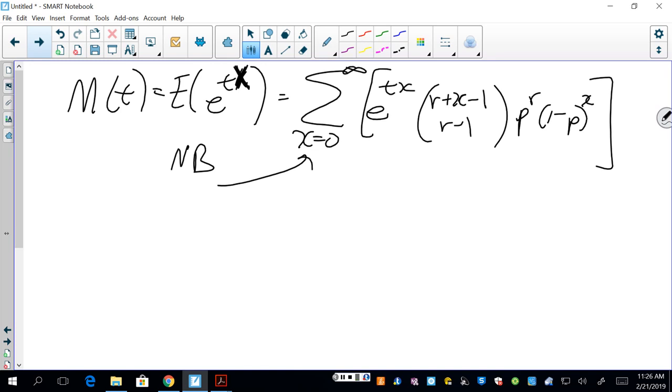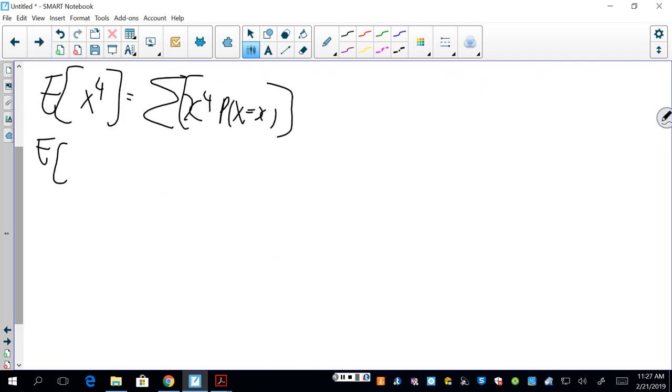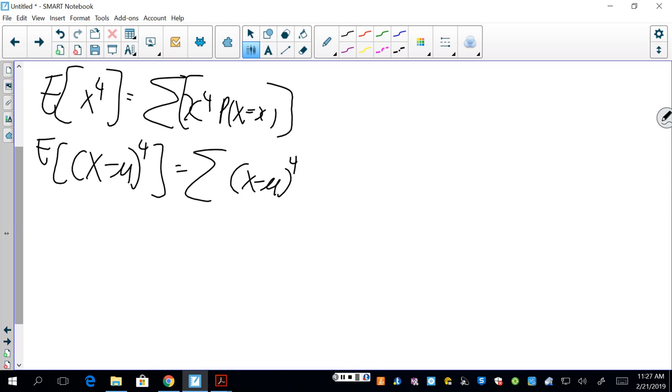So the expectation of something like x to the 4th, we would write it as the sum of x to the 4th times the probability that X equals x, or whatever distribution you're using. Or if it was the expectation of x minus the mean to the 4th, the centralized 4th moment associated with how heavy the tails of the distribution are, how spread out the extremes, then that says take x minus mu to the 4th times the probabilities that you have those values.